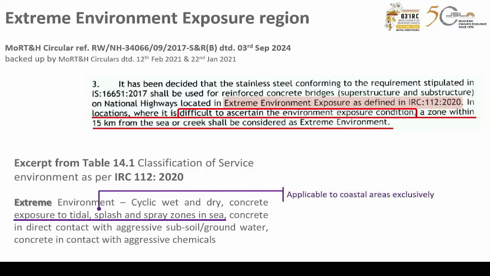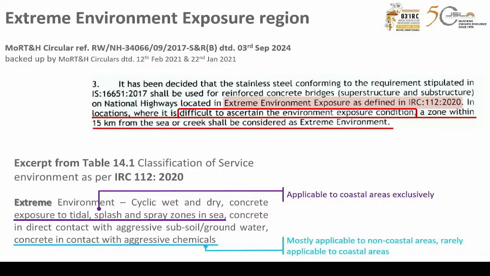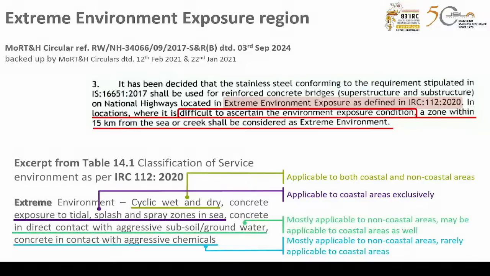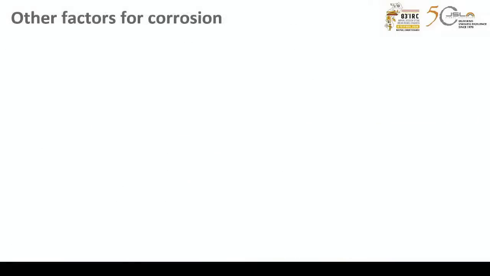Now, if we are just trying to identify which are the zones where we can segregate these 4-5 areas: exposure to tidal splash and spray zones is very much a coastal area, but concrete in contact with aggressive chemicals may not be mostly applicable to non-coastal areas and is rarely applicable to coastal areas. Cyclic wet and dry cycles are applicable to both coastal as well as non-coastal areas. And lastly, direct contact with aggressive subsoil or groundwater is mostly applicable to non-coastal areas and maybe rarely applicable to coastal areas.